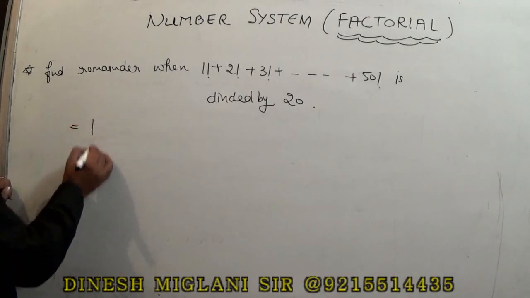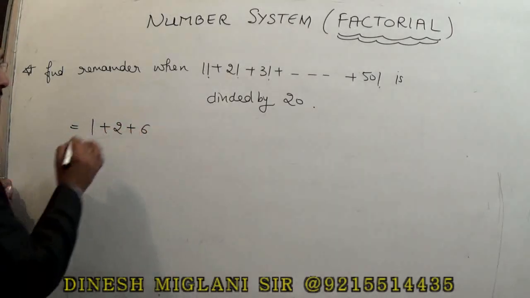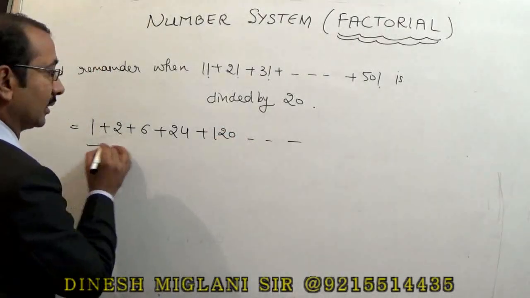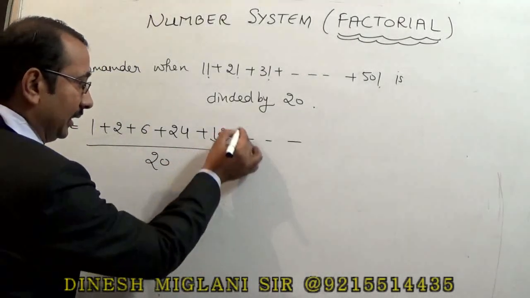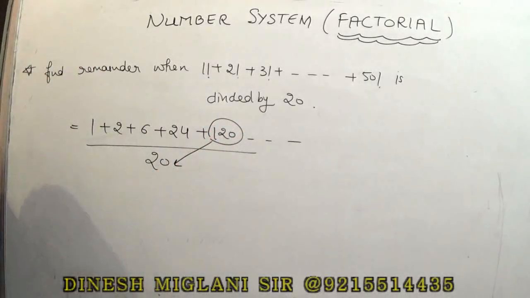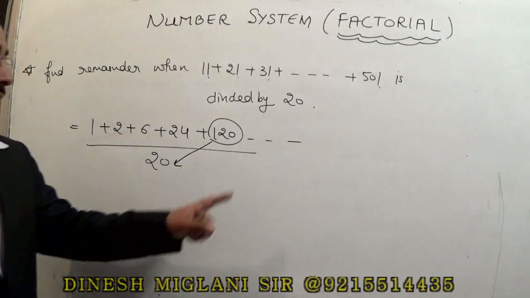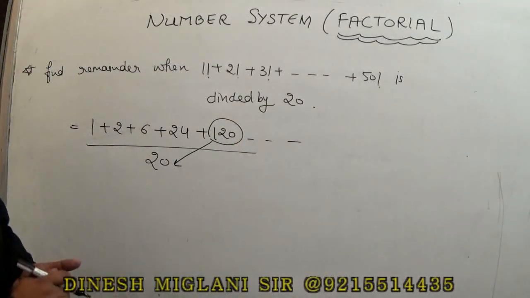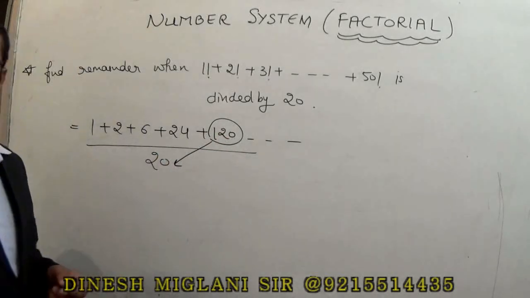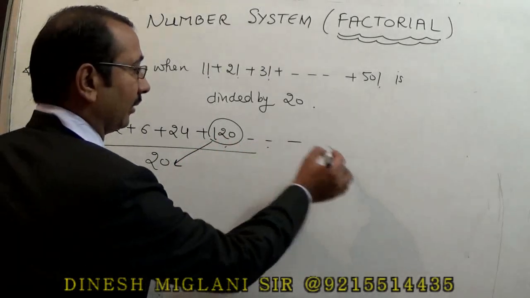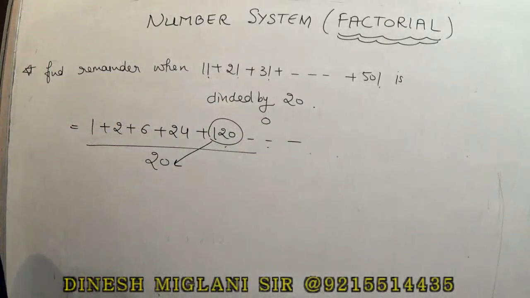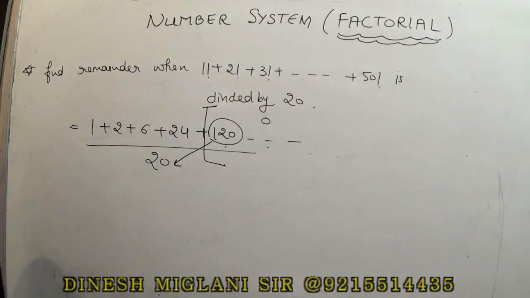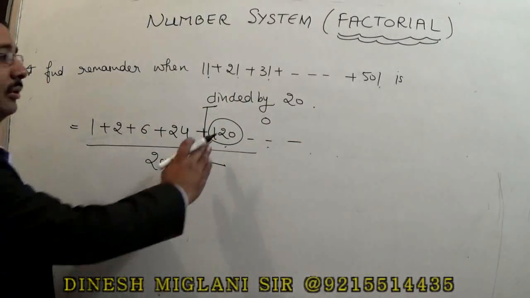Now when I try to understand, 1 factorial is 1, 2 factorial is 2, 3 factorial is 6, 4 factorial is 24, 5 factorial is 120. It means starting from 5 factorial, every number will be exactly divisible by 20. Because 5 factorial is 120, 6 factorial is 720, 7 factorial is 5040. It means in all these numbers I get my remainder to be 0. Starting from 5 factorial to 50 factorial, the remainder is 0 in all the numbers, so it does not affect my answer.